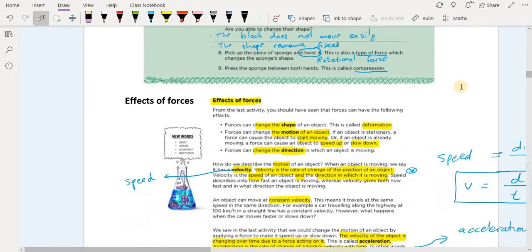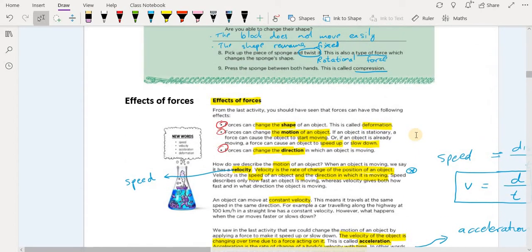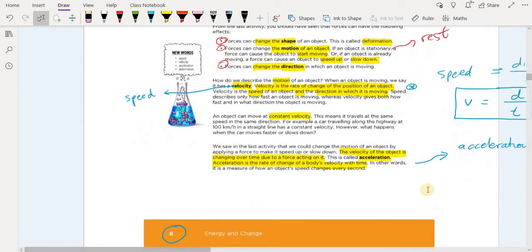Second page, you did this activity on what forces can do. I'll skip through that, but the important 3 points about the effects of forces can be found on this page, and this is page 6. A force can change the shape of an object. It's called deformation. Force can change the motion of an object. If the object is stationary, or we also talk about the object being at rest, force can cause it to speed up or slow down. Force can also change the direction of an object.